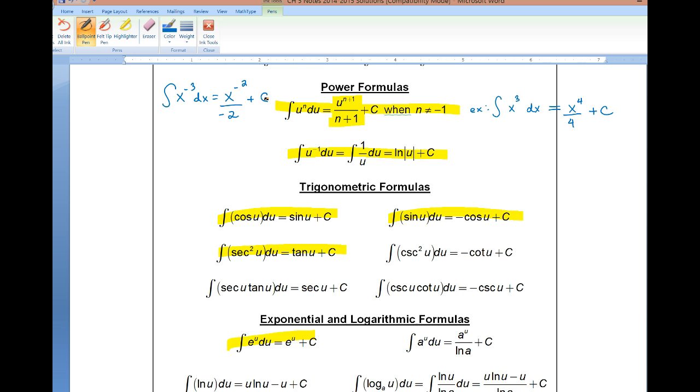Okay, add 1, divide by that new power. Now, the only exception is when you have a -1 exponent, because when you do the -1, you would end up with x to the 0 over 0, which is not defined. So that's going to give you ln of the x. We need to put absolute value because we want to make sure that this is a positive number. Yes, I'm positive about that. So, think about the derivative of ln. What's the derivative of ln? 1 over something, so the antiderivative will be ln.